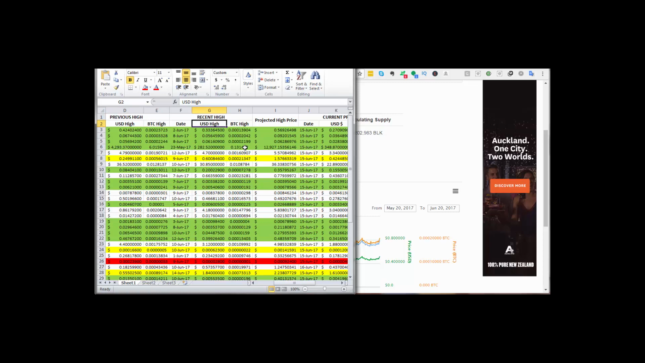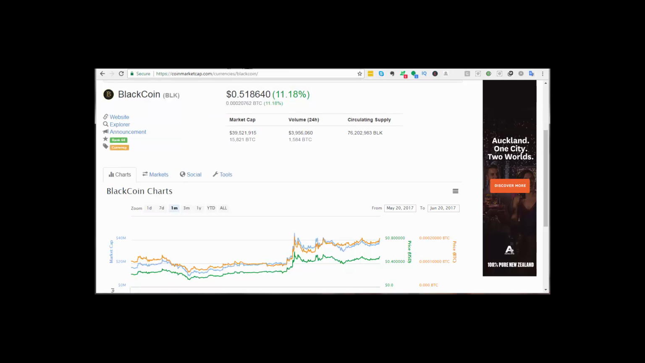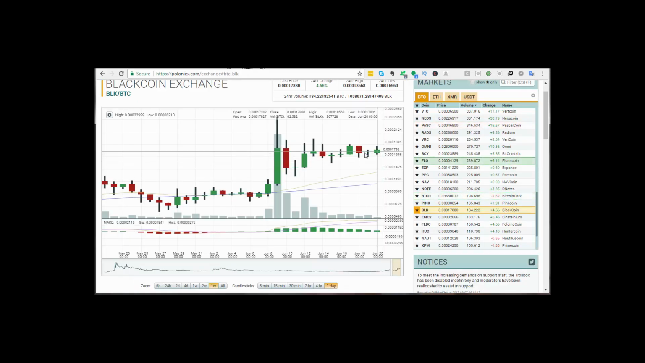So for me, that ticked all the boxes, and I got in today. This is what it looks like on Poloniex. As you can see, that's what it looks like there right now.